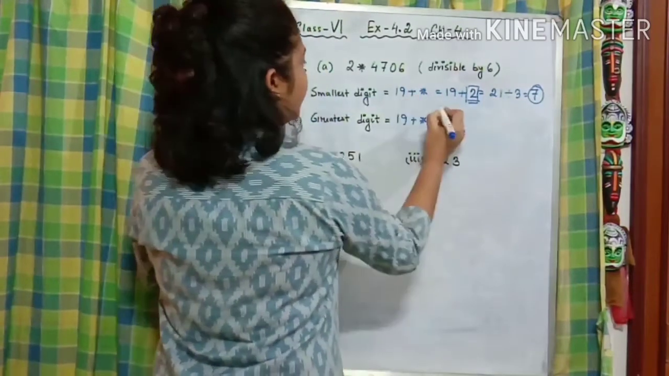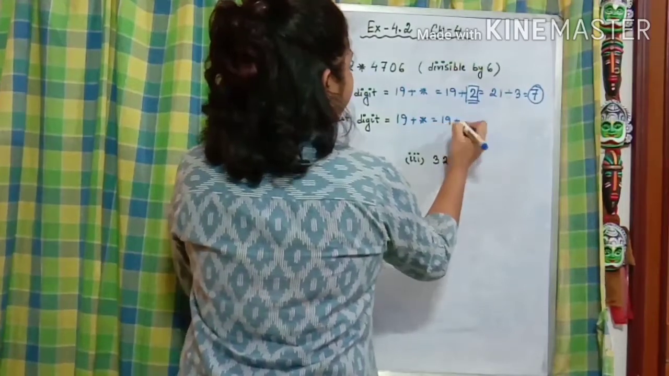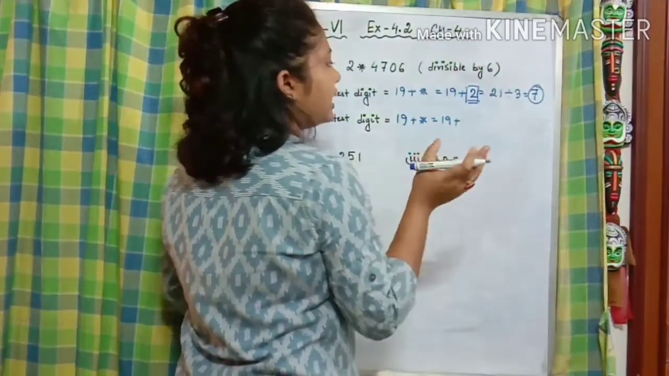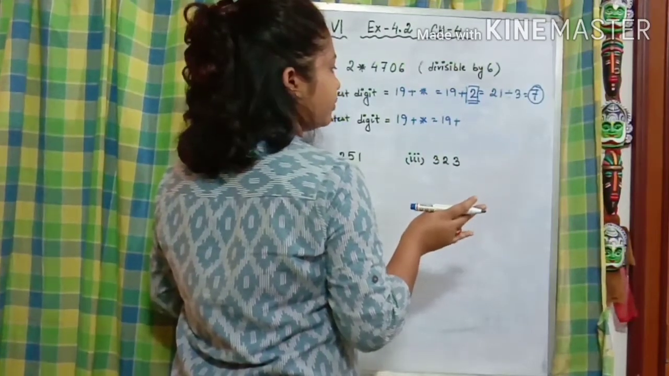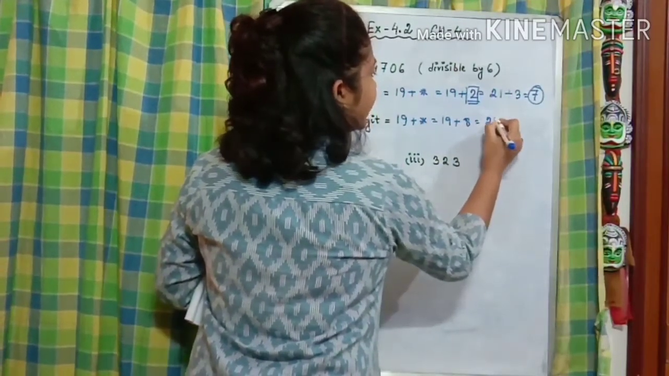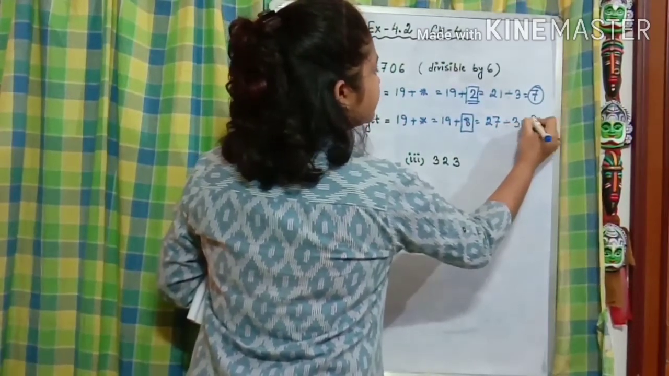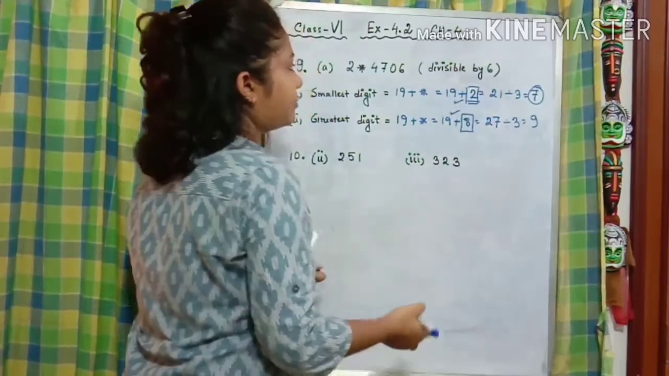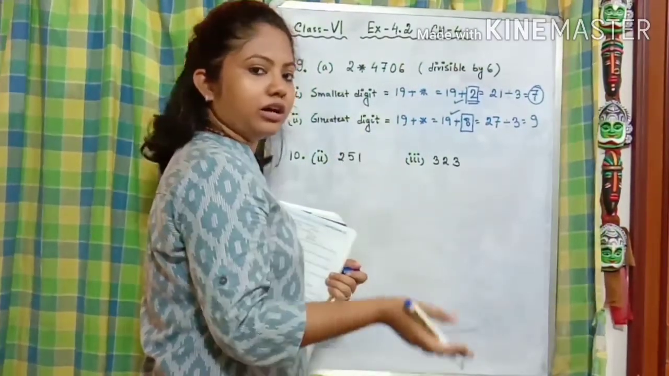Now once again we follow the similar method for the greatest one. In the case of the greatest one, we put the bigger number. Let's put 8. So 19, 20, 21, 22, 23, 24, 25, 26, 27. On putting 8 we get 27, which is again divisible by 3. So the smallest number is 2 and the largest number is 8, and we are going to follow this type of method in the next one also.